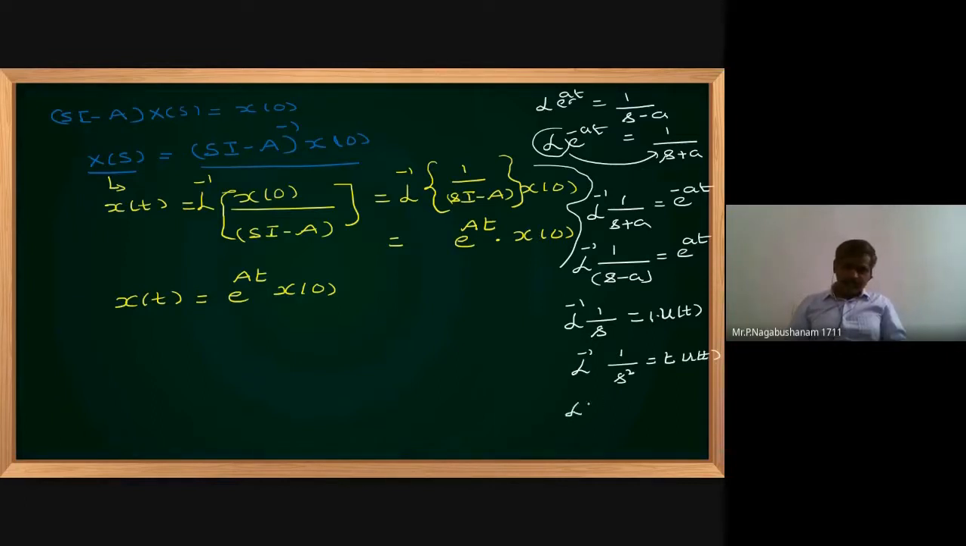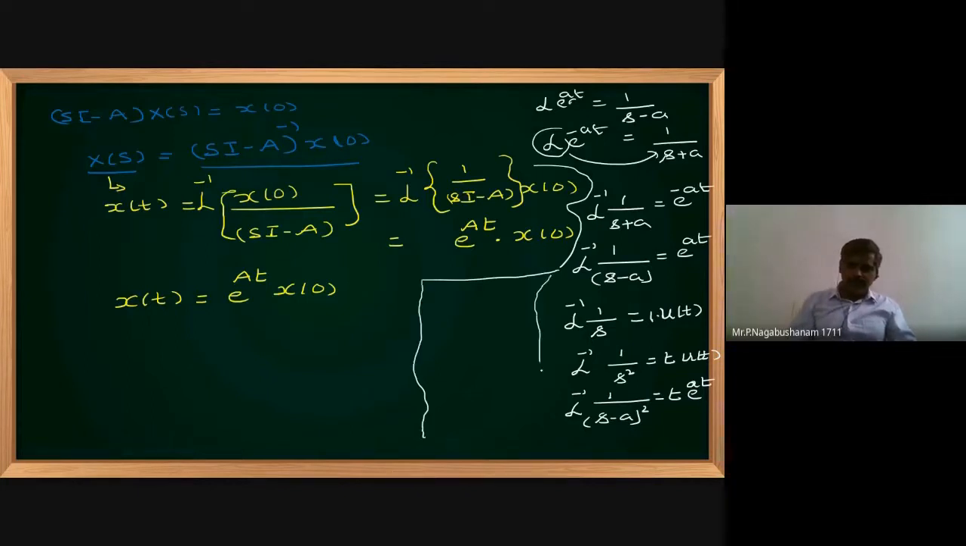Last one, not last but one, L inverse of 1 by (s minus A) whole square. Listen, if there is no square, then it is e power At. If there is no square, it is e power At. If it is a square, take t. These are the formulas we come across in control system state space analysis. Let me give two more. After that, we'll go to the normal topic. These are what I require to solve the problems in state space.